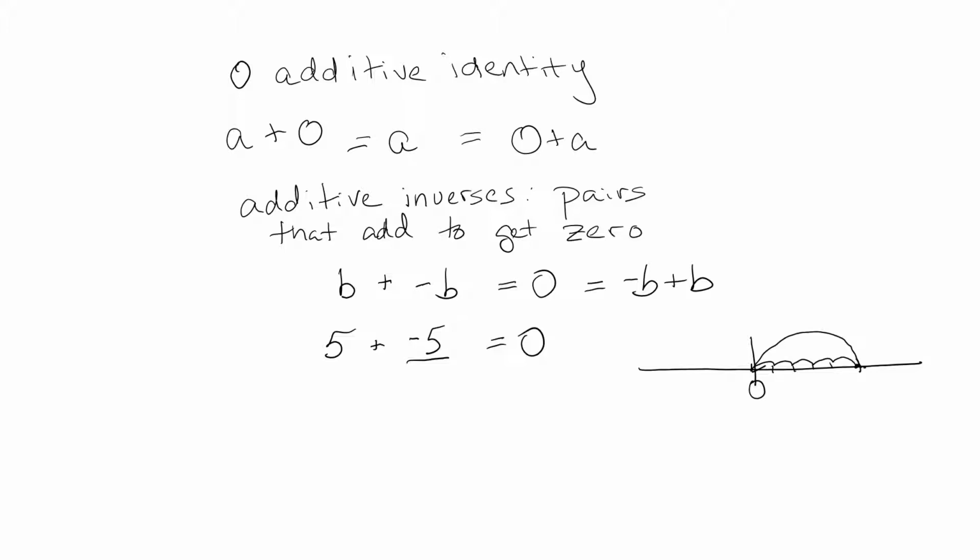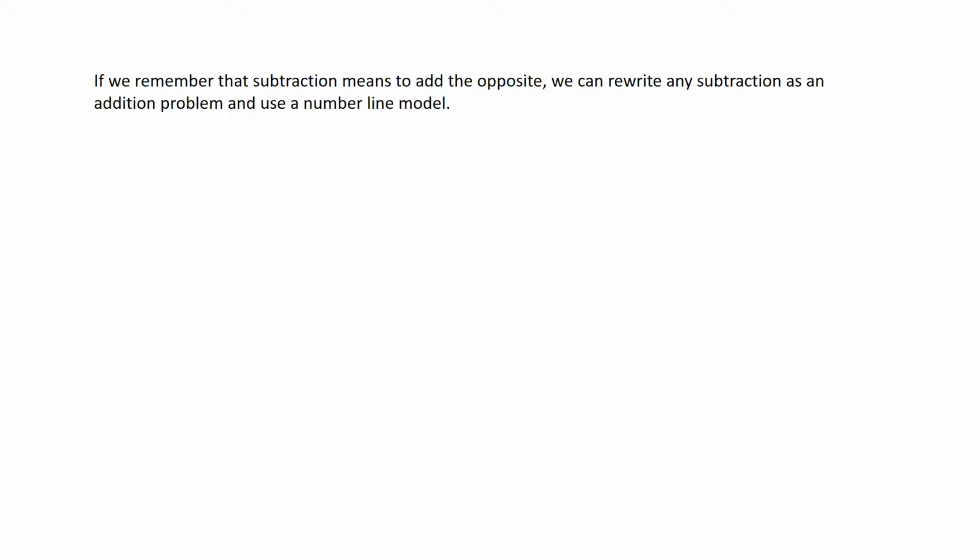So these two properties are added. So the definition of subtraction means to add the opposite. So we can rewrite any subtraction problem as an addition problem and use the number line model, or we could use the chip model.